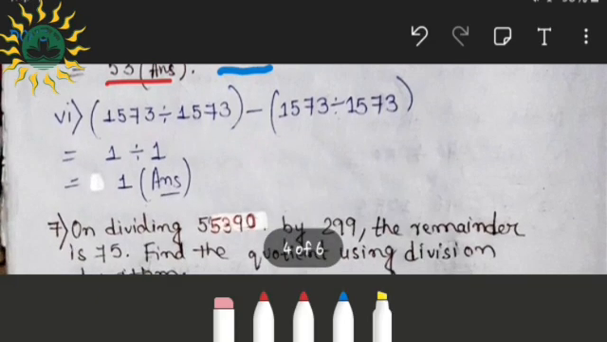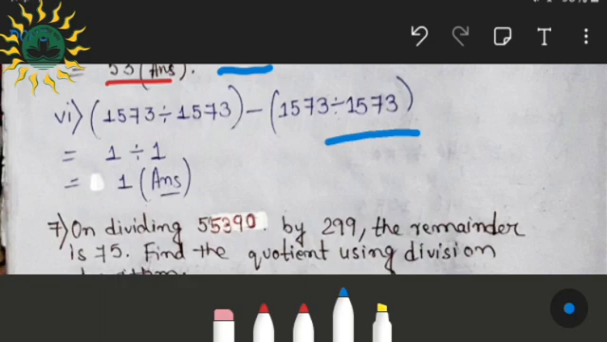Next, another one: 1573 divided by 1573. We know anything divided by itself, we get 1. So 1 minus 1573 divided by 1573 again, so we will get 1. So 1 divided by 1, we get 1 as our answer. As per the BODMAS rule, we have to solve the bracketed portion first, and whatever we get from that bracketed portion, the rest of the operation will be performed.